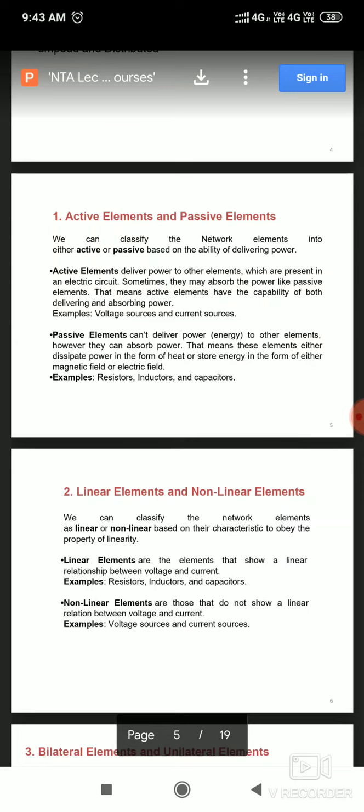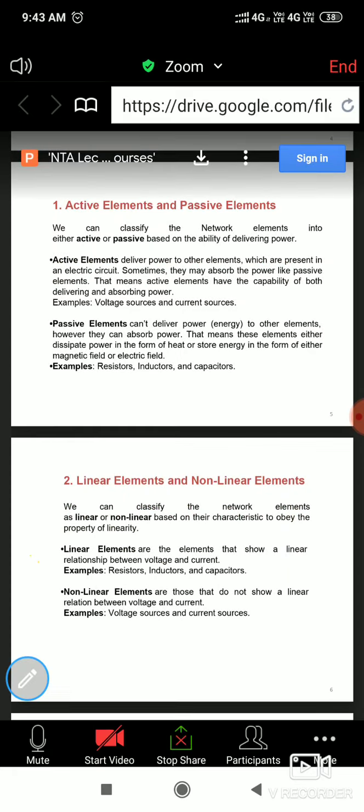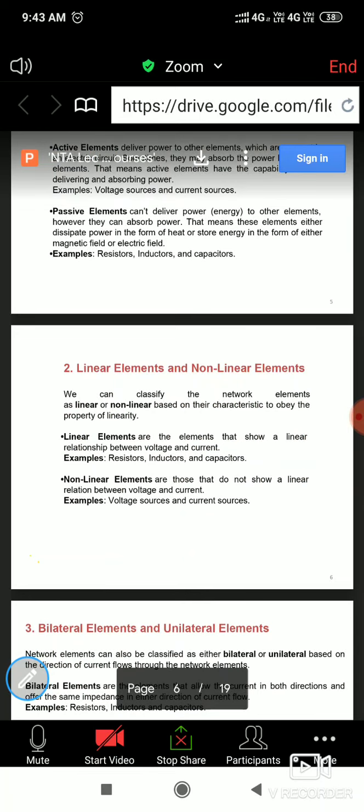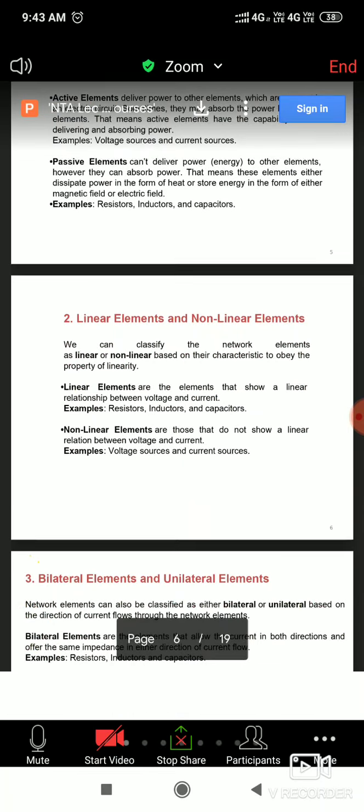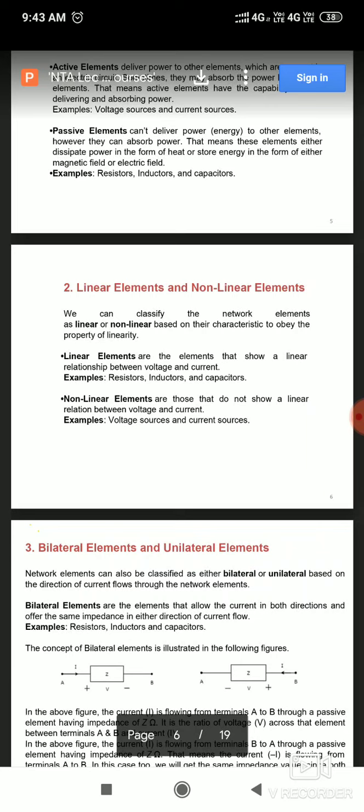Passive elements are exactly opposite. Passive elements are those which cannot deliver power, they only absorb power. These elements are nothing but R, L, C, that is resistor, inductor and capacitor, but they can store energy. An inductor stores energy in the form of a magnetic field. A capacitor stores energy in the form of an electric field. A resistor never stores energy. These are called passive elements. In the network subject we deal with both active as well as passive elements.